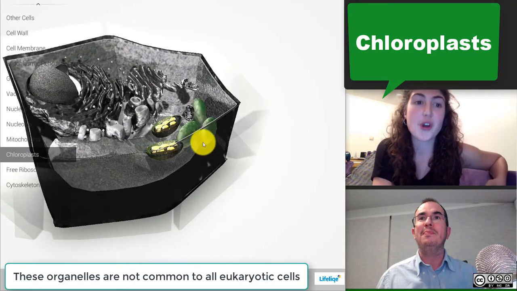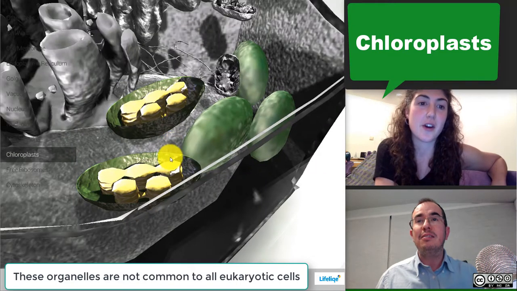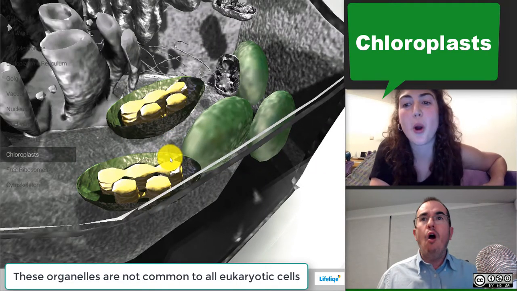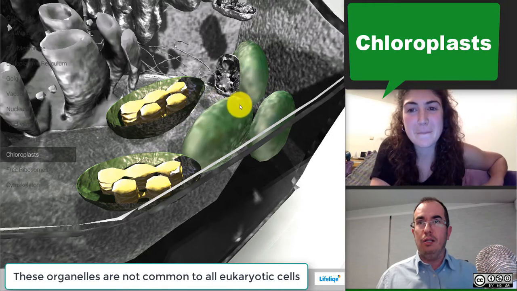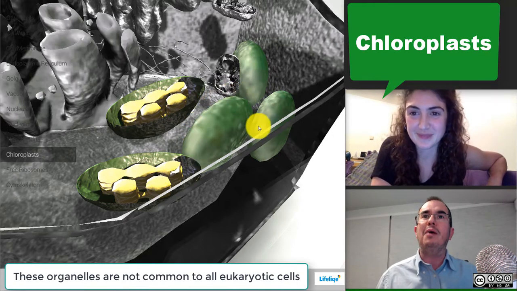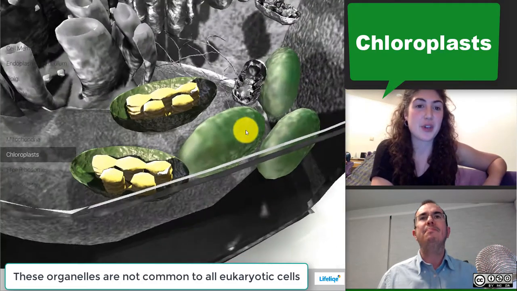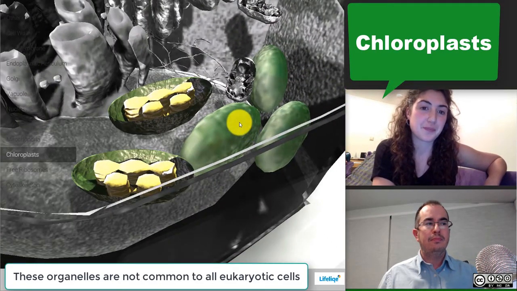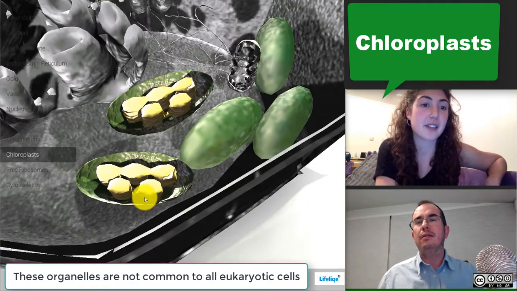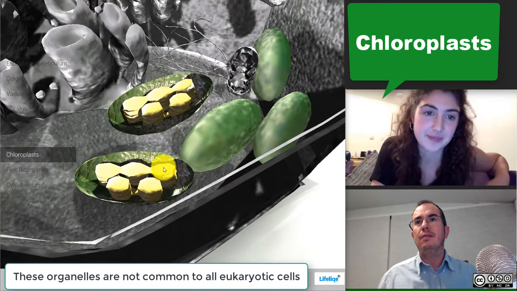chloroplasto? Chloroplast. So they are oval and are surrounded. Oval. Así que ovalados. Vale, oval. Son ovalados. And surrounded by two green flat membranes. Okay. They contain flat sacs called thylakoids.